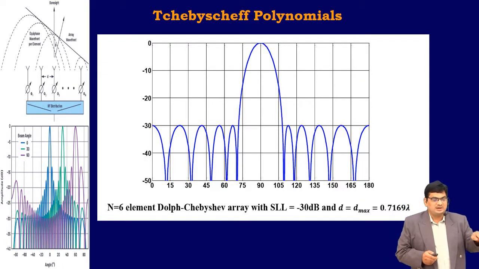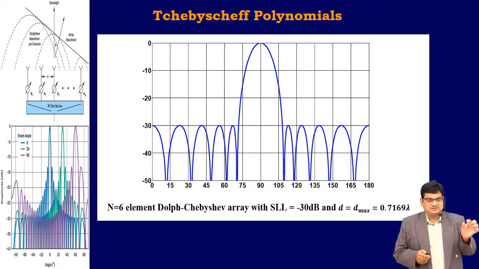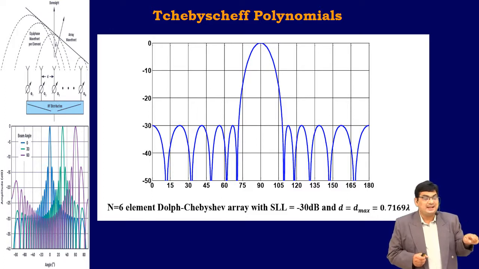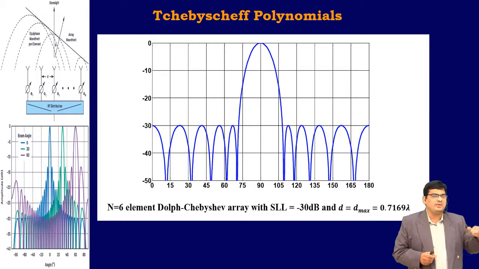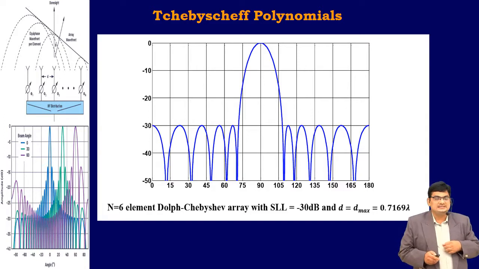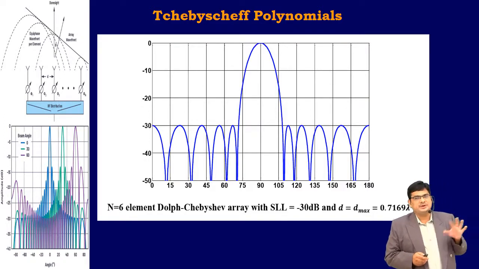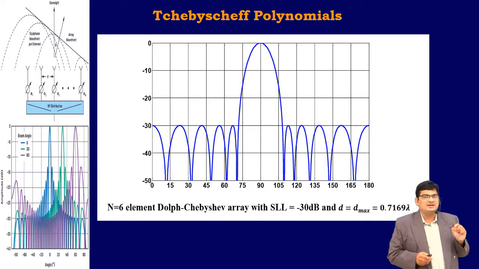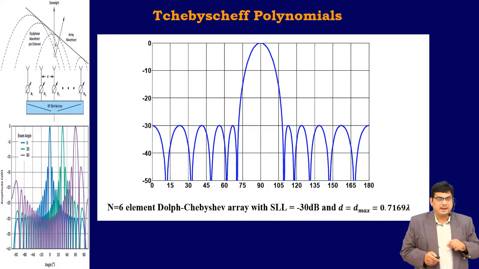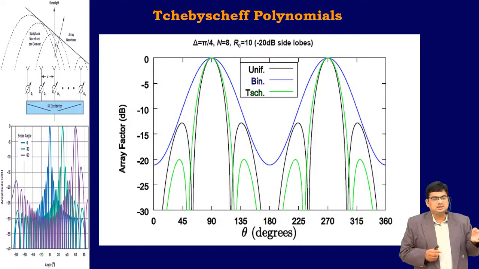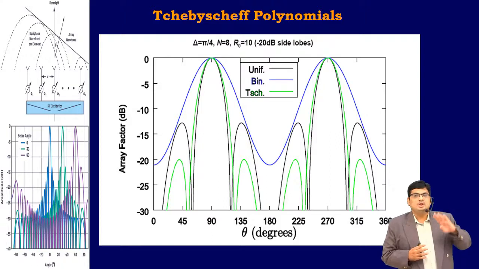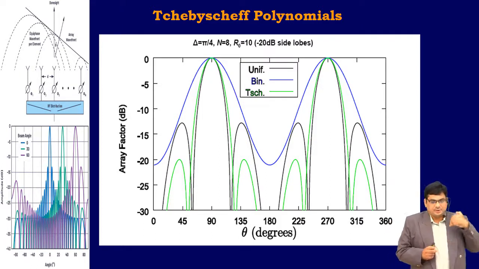Here you can observe the main beam in the center, and all the remaining side lobe levels have equal value, that is minus 30 dB, for N equal to 6 elements, and the element spacing between the elements is 0.7169 lambda. And these are the comparison curves between the uniform amplitude distribution, the binomial array and the Chebyshev array.